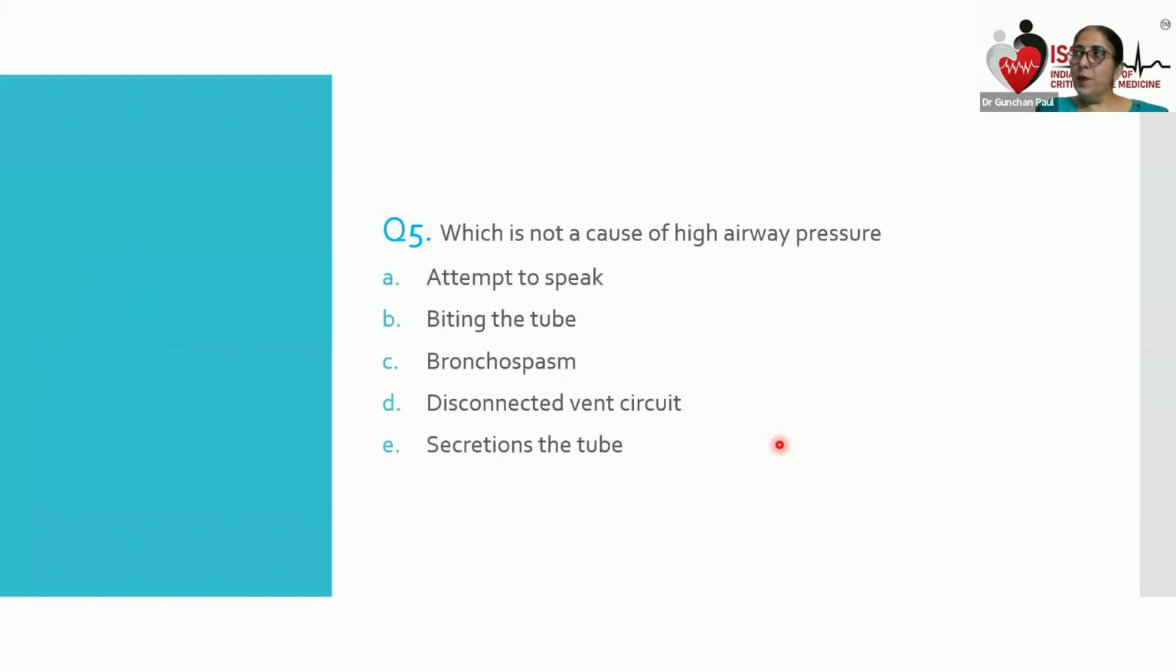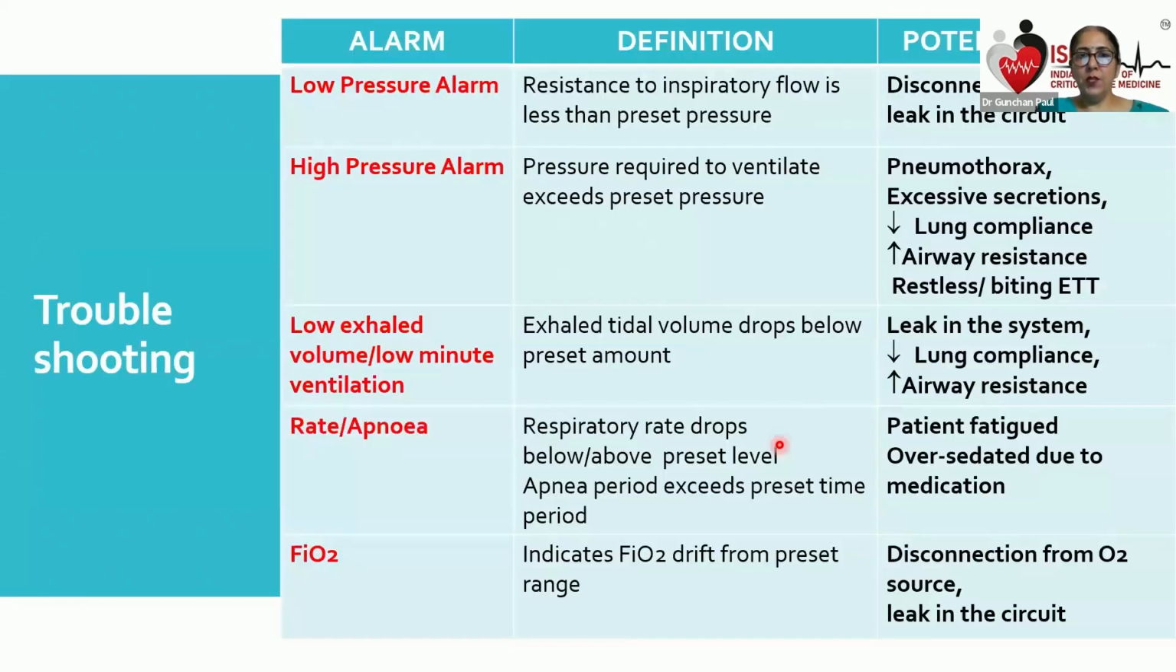So which is not a cause of a high airway pressure alarm? There are high pressure and low pressure alarms. Which of them is not a cause of high airway pressure? Attempts to speak, biting, bronchospasm, disconnection, or secretions. This is an easy one. One of them is disconnection of the ventilator circuit. Very good. So disconnection will give us a low pressure alarm. The rest will prevent the breath from going towards the patient and cause a high pressure alarm.